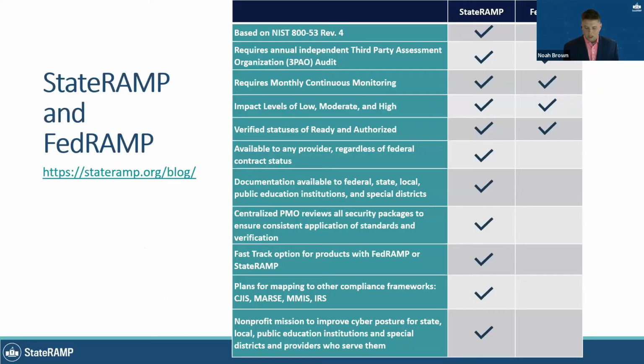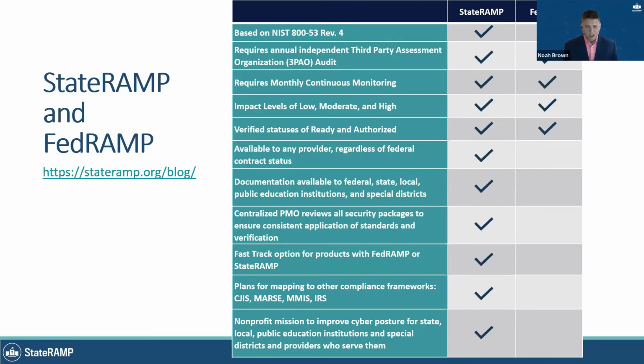So I think one of the big differences between the two is our focus really is state and local government and education. So very similar control requirements, very similar monitoring. We utilize third-party assessors and we have the varying impact levels. I think one of the biggest differences is our goal is making that information available to state and local government. We have a centralized PMO that all the security packages go through, whether they have an agency sponsor or not. We still do that initial review, like we were saying, a standardized review for everyone across the board. We really strive to make sure that we're applying the same standard to everyone.